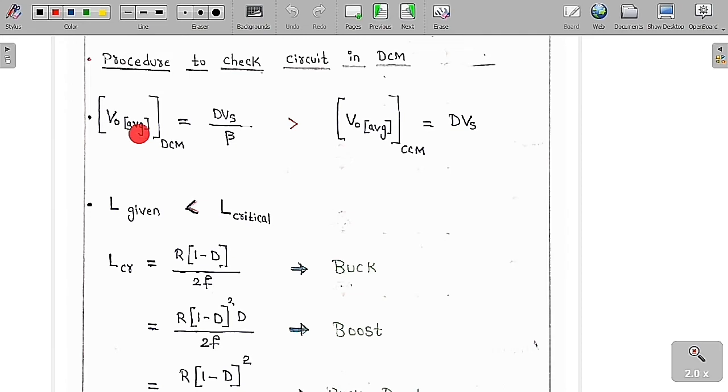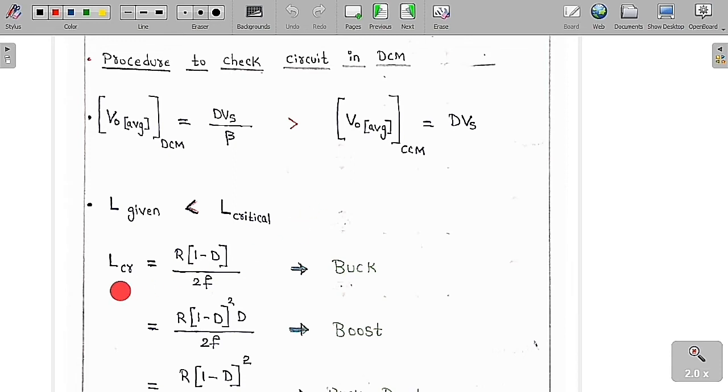So therefore the average value of the output voltage in discontinuous conduction mode is always greater than the average value of the output voltage in the continuous conduction mode. And whenever the given inductance in the circuit is lesser than the critical inductance, then also it is discontinuous conduction mode. So out of these two methods, you can opt for any method, and you can confirm that yes, discontinuous conduction is possible.